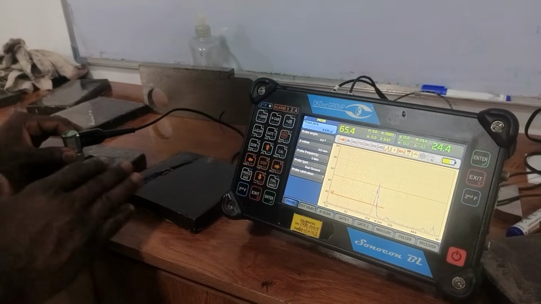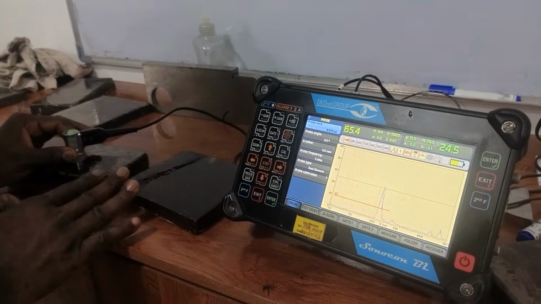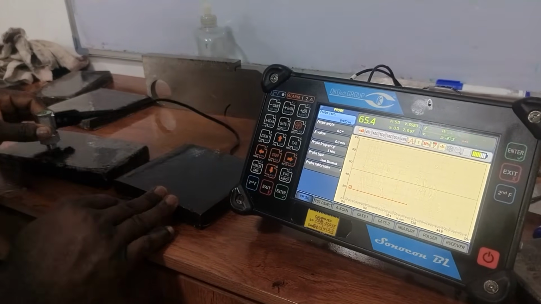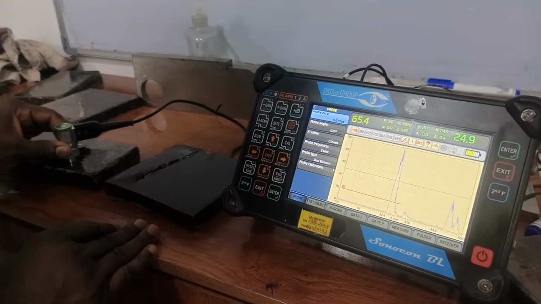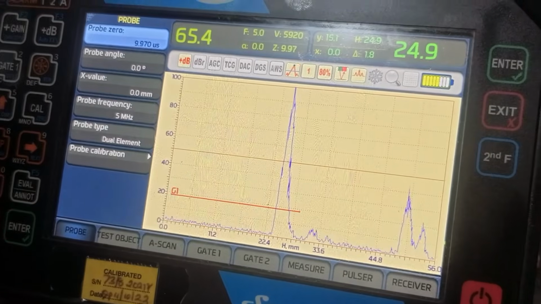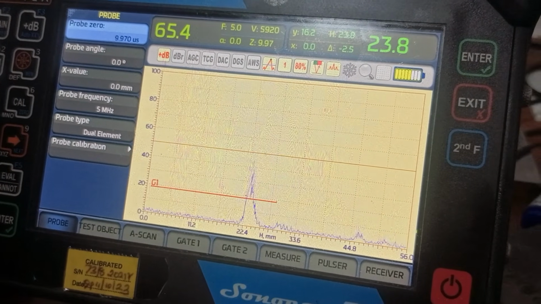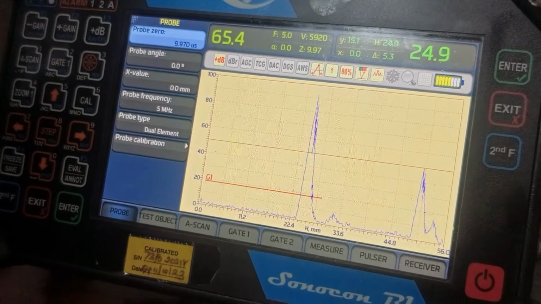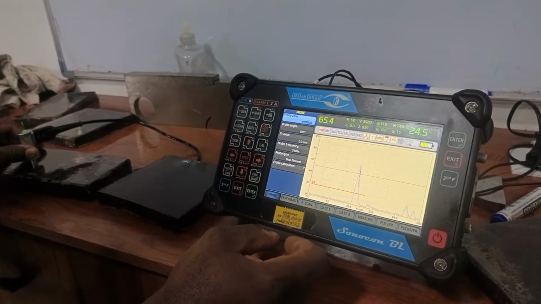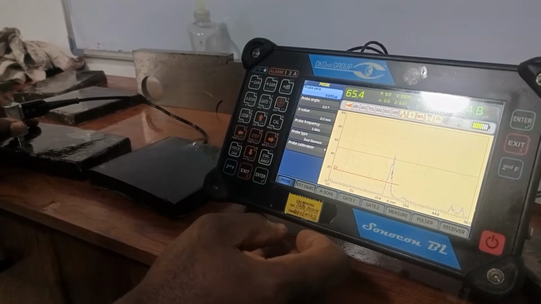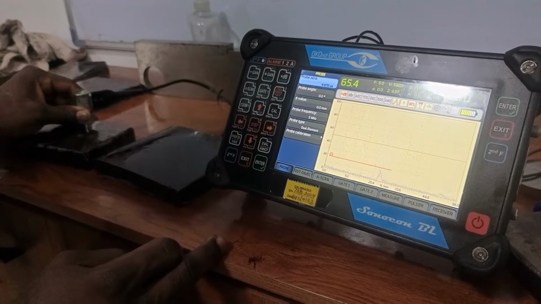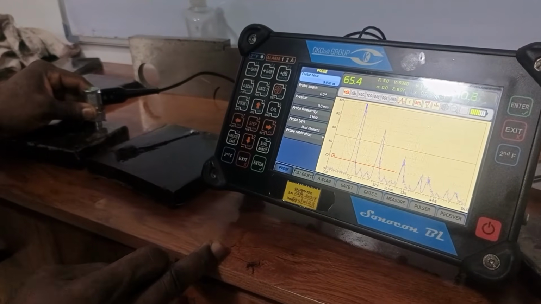So we are going to now look at practically how to differentiate between corrosion and lamination in plates. Now, if you look at these plates, typically you will have the back wall echo. You can see the position of the back wall. If there are no issues, the back wall will always come at that point. So if I continue to scan around this plate, at some point, this is what I get.